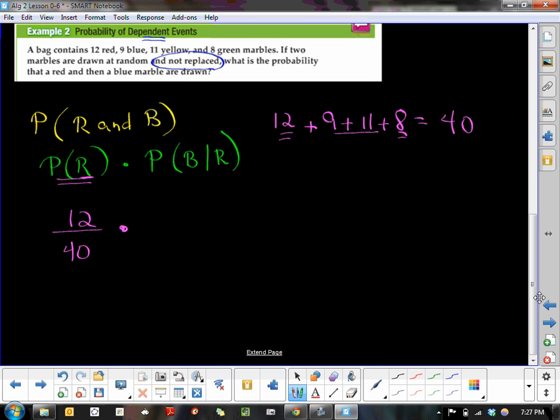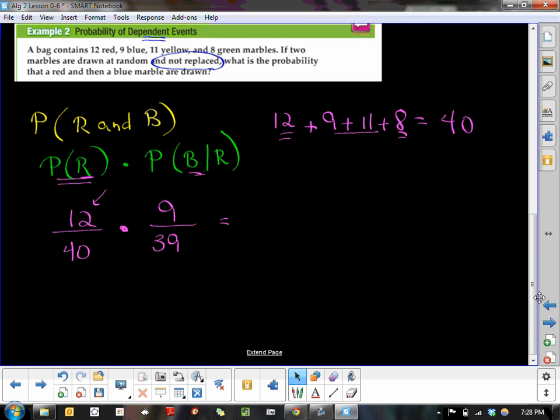We take that times the probability of getting a blue one now, given the fact that we know that we found a red one and we pulled it out and didn't replace it. The fact that we didn't replace it now puts us into a mode of only 39 marbles left to draw from. And we know that the one that we pulled out was red. So what's the chance that it'll be blue? That means there are still 9 blue ones left. We didn't pull out a blue one in the first one, it was red, so this is the calculation for our probability.